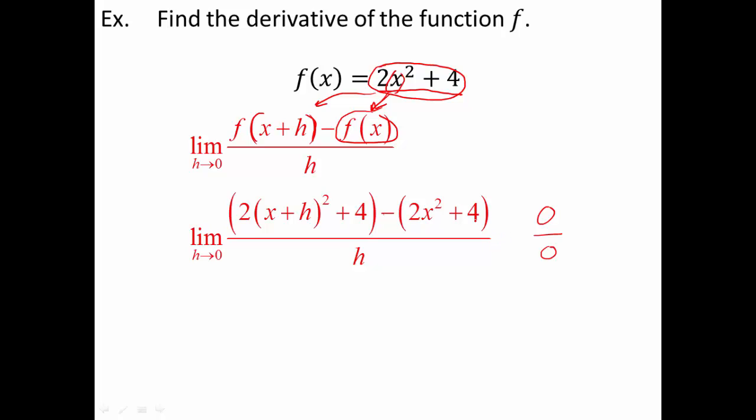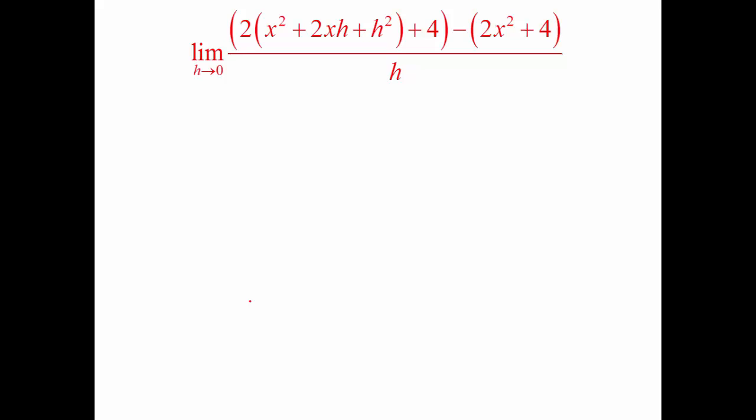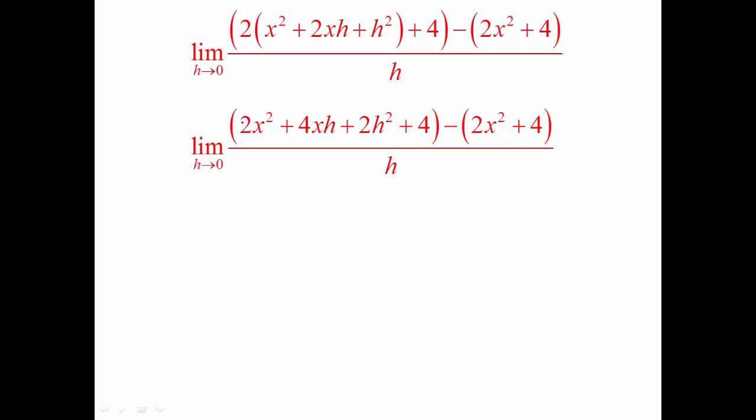I have to simplify. So the first thing I'm going to do to simplify is start with this (x plus h) squared. Of course, you could distribute the negative first if you wanted to. It really doesn't matter the order in which you simplify for these first couple of steps. So I'm going to start with (x plus h) squared, which means (x plus h) times (x plus h), and that is going to end up as x squared plus 2xh plus h squared. I'll then go ahead and distribute the 2, which gives me 2x squared plus 4xh plus 2h squared, and then plus 4 comes straight down.